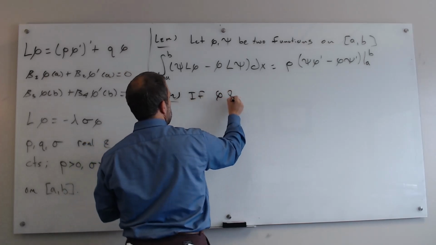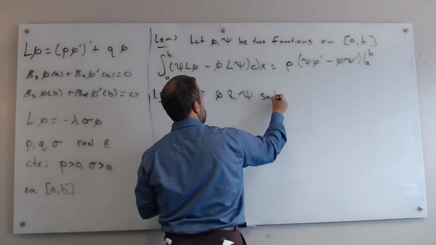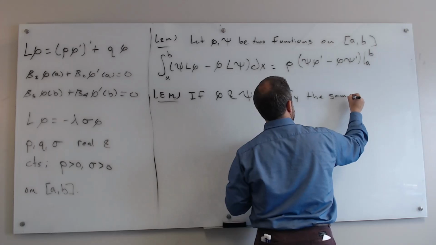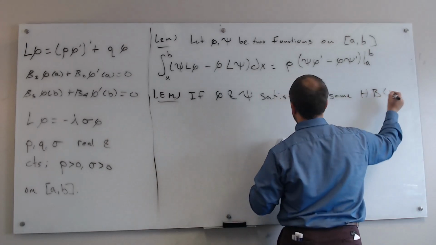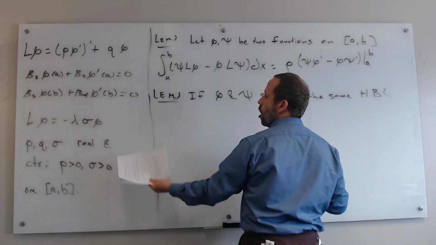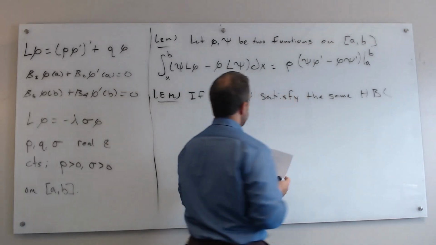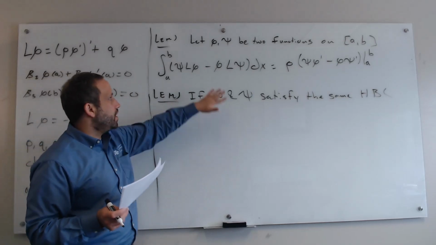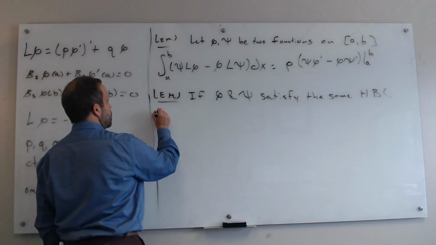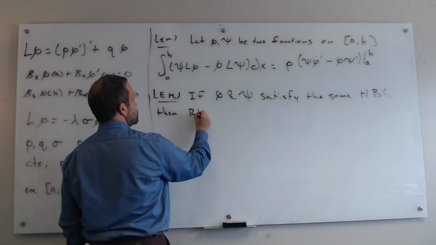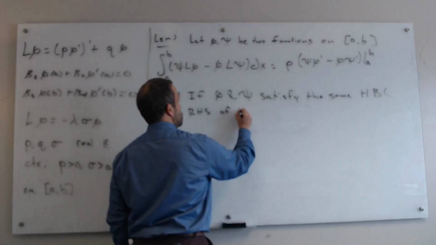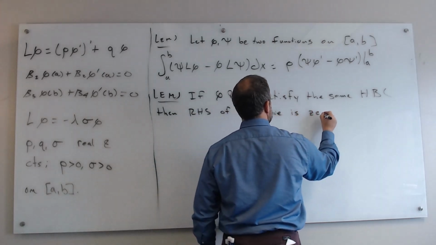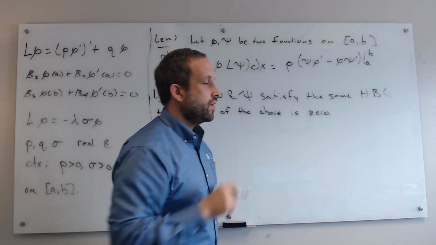If phi and psi satisfy the same, I'm going to call it homogeneous boundary conditions, meaning these boundary conditions over here. Homogeneous just means they have 0 over here. So if phi and psi satisfy the same homogeneous boundary conditions, and they're the phi and psi from up here, then the right-hand side of the above is 0. The right-hand side of the above is 0.